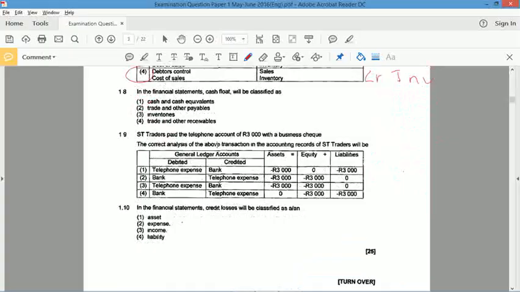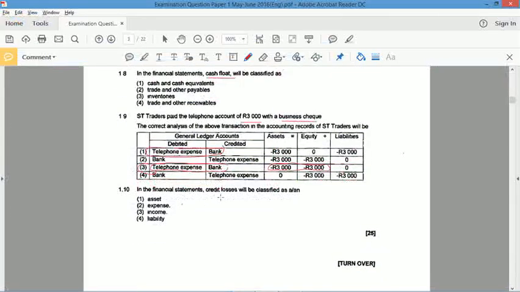Good. 1.8. In the financial statements, cash float will be classified as cash and cash equivalents. 1.9. ST paid the telephone account, 3,000, with a business cheque. If they're paying with a business cheque, the business's bank account will decrease, so bank will decrease on the credit. They're paying a telephone account, so there's an expense. Bank is credited, bank comes down by 3,000. Telephone is an expense, and the expense will affect owner's equity. So that's the right answer, option 3.